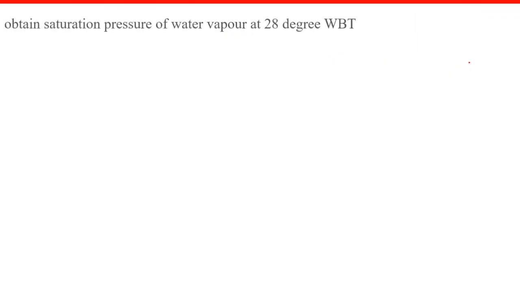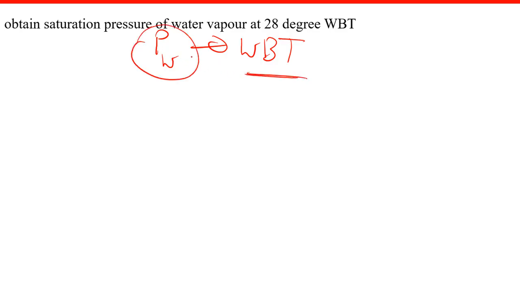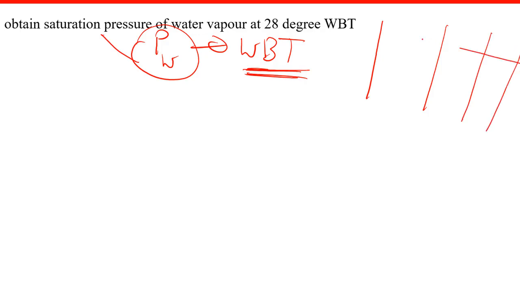How to solve this numerical? First, from the steam table, obtain the saturation pressure of water vapor at 28 degree WBT. We already explained how to see this, that is PW. For PW we look up the WBT. So here we obtain the PW value, the saturation water vapor pressure corresponding to WBT, which is given. We look in the steam table based on temperature.